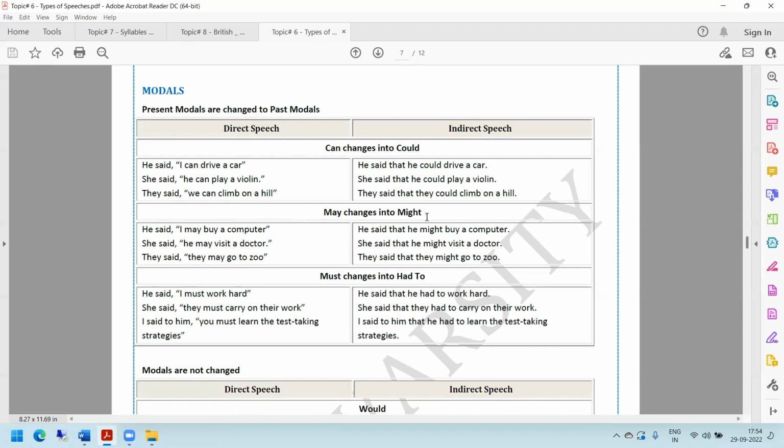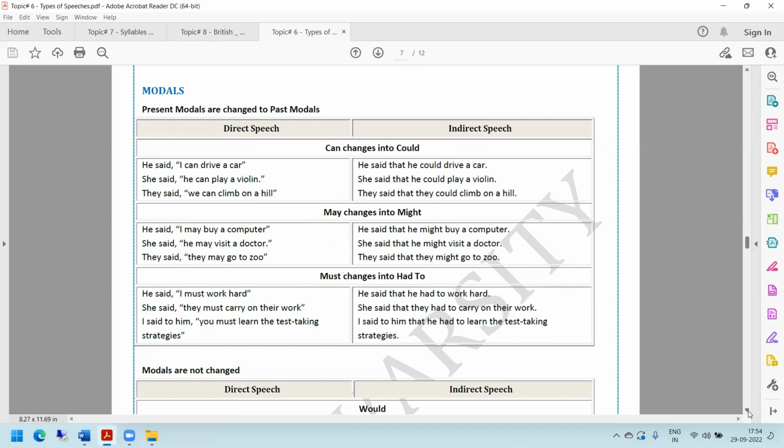Similarly, may changes to might. He said, "I may buy a computer." He said that he might buy a computer. She said he may visit a doctor. She said that he might visit a doctor. They said they may go to the zoo. They said that they might go to the zoo.